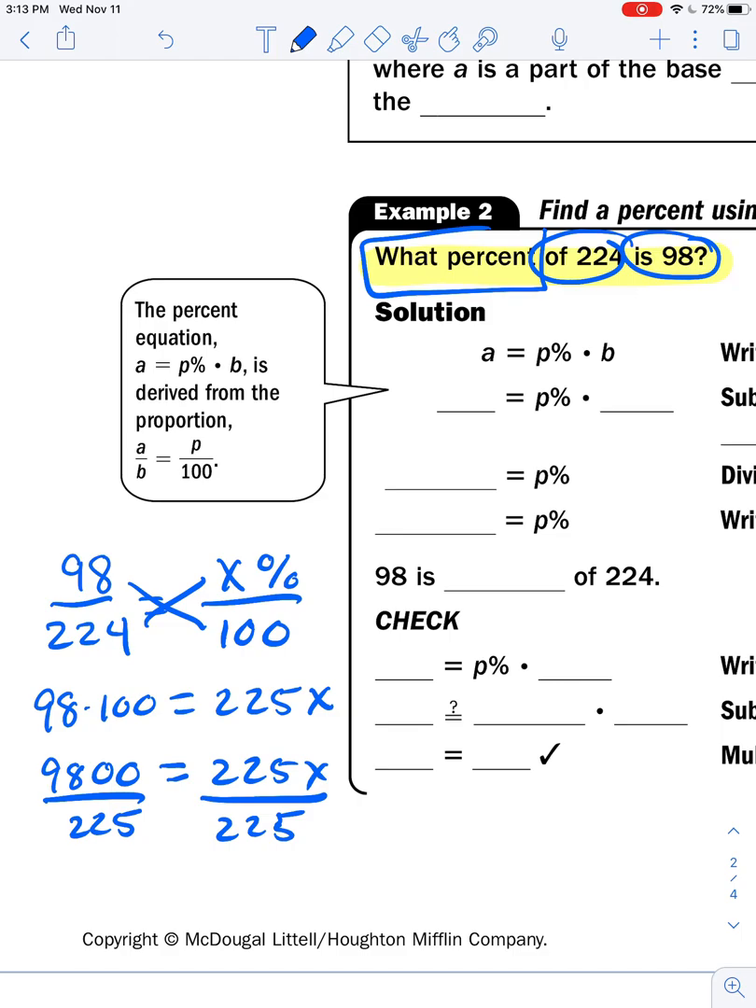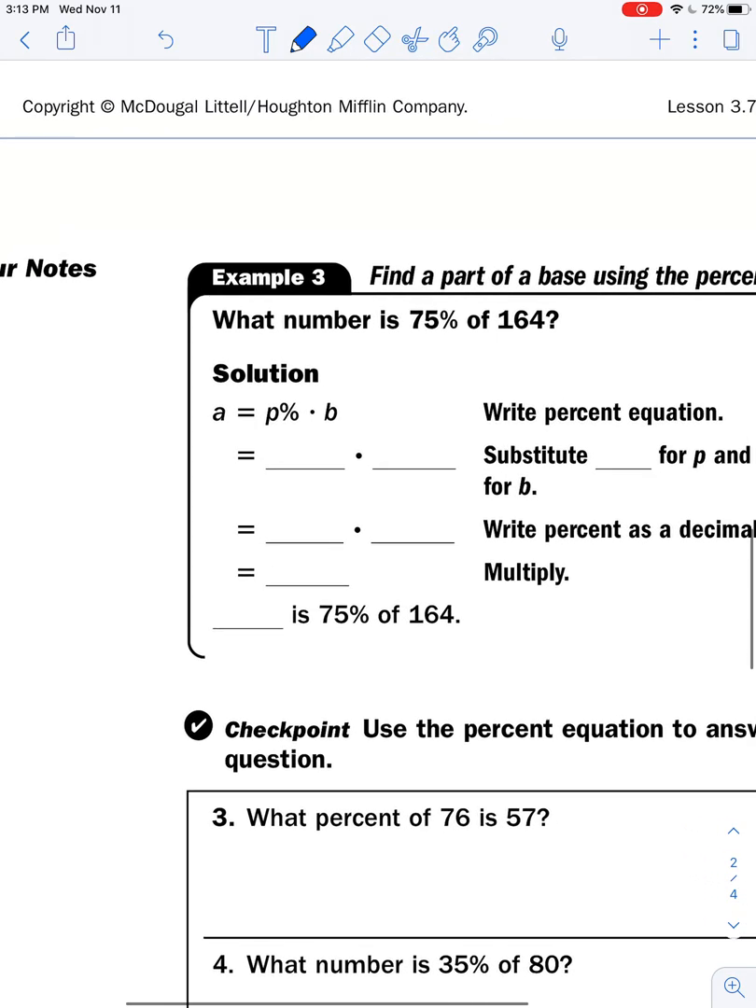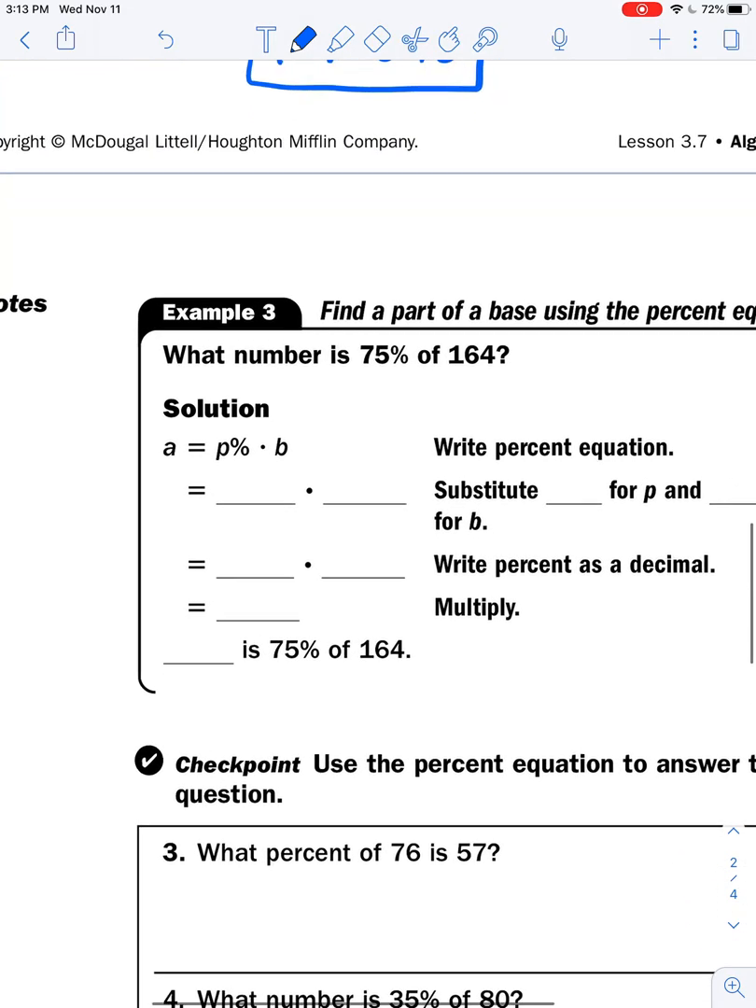Okay, so I got something kind of messy, which is totally fine. Anyway, I got 43.75%. I kind of have to round that up. All right. So there we go. That's kind of how I'm going to be setting these up.